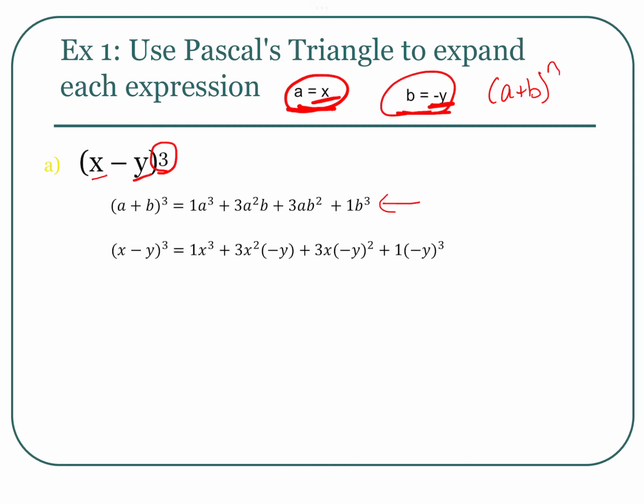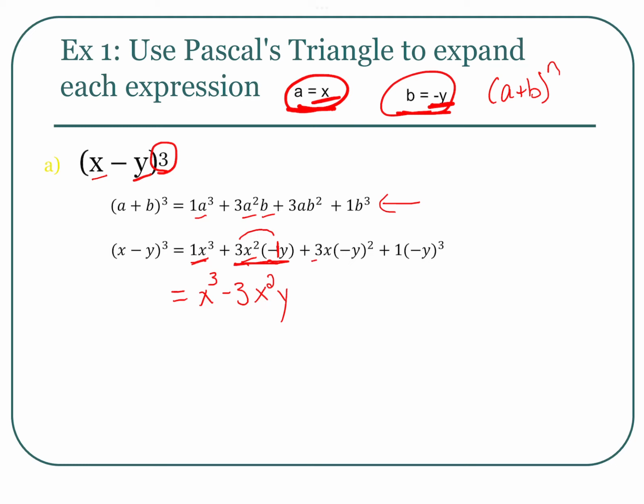If I plug that in, instead of a cubed, I have x cubed. Instead of a squared, x squared. Instead of the b, I put in the negative y. Now we need to simplify this. Simplifying it is key. 1x cubed, usually we would just write that as x cubed. Here, 3x squared times negative y. This is like having a negative 1 in front of your y. Multiply the numbers. 3 times negative 1 gives me negative 3, and then I have an x squared and a y. Okay, so that's good to go.